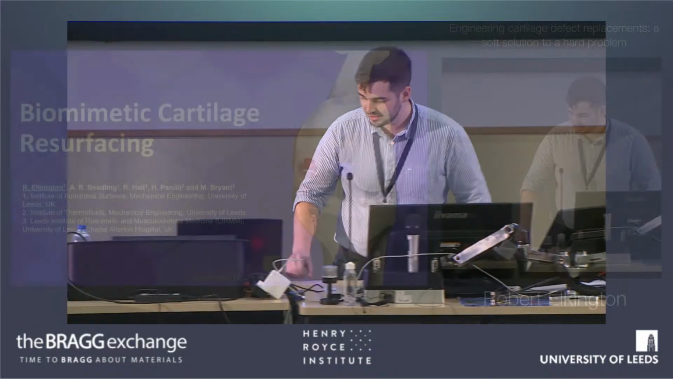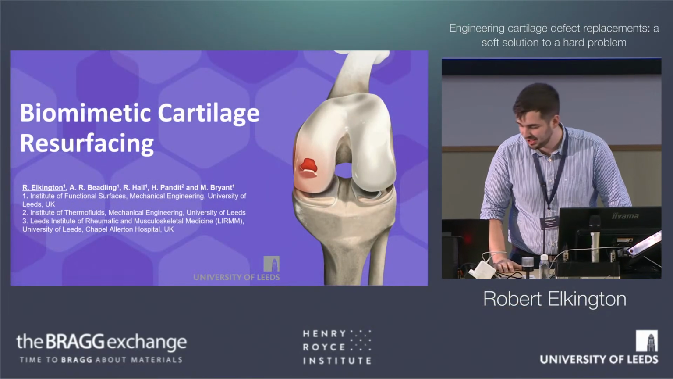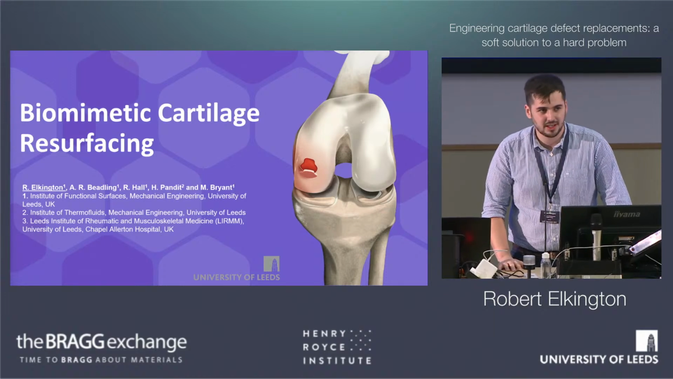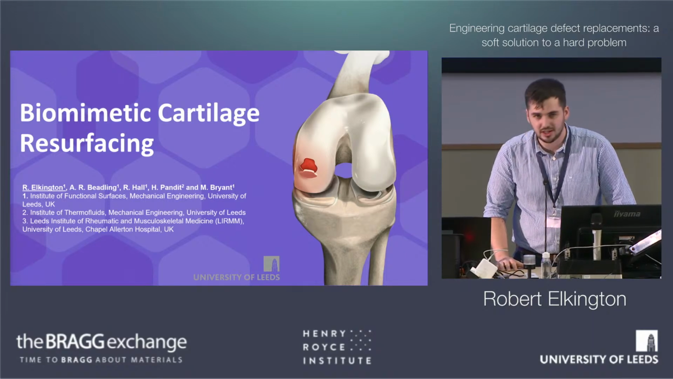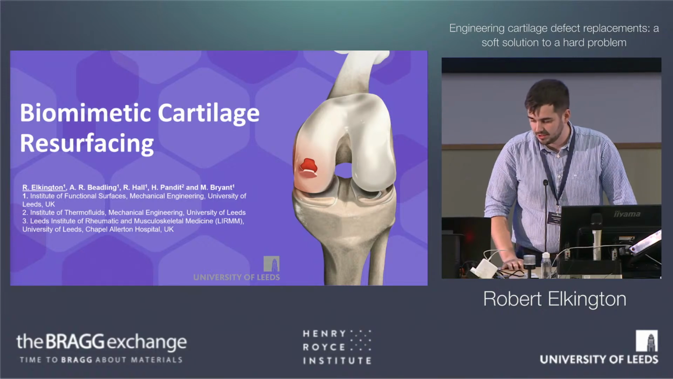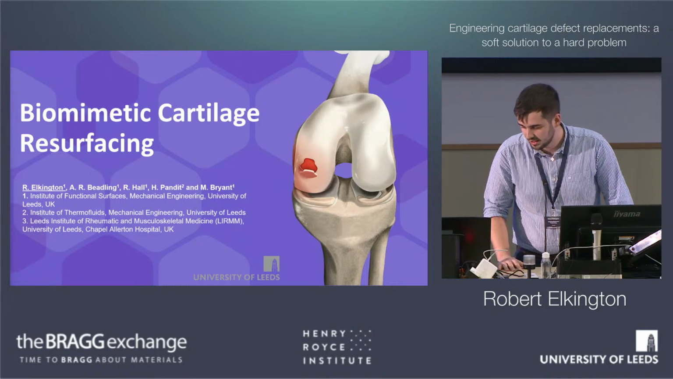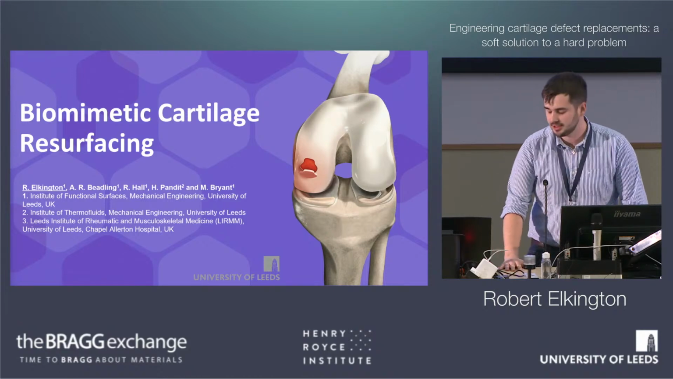Good afternoon, everyone. I'm Rob Elkington, a third-year PhD student in the School of Mechanical Engineering, and very fitting for today, also a Bragg-funded PhD student. So it's really quite exciting to give you a bit of an introduction and a high-level overview of my project. Engineering partial joint replacement is a soft solution to a hard problem. You'll see why it's called that very soon. But we're going to focus on the context of this project: biomimetic cartilage resurfacing.